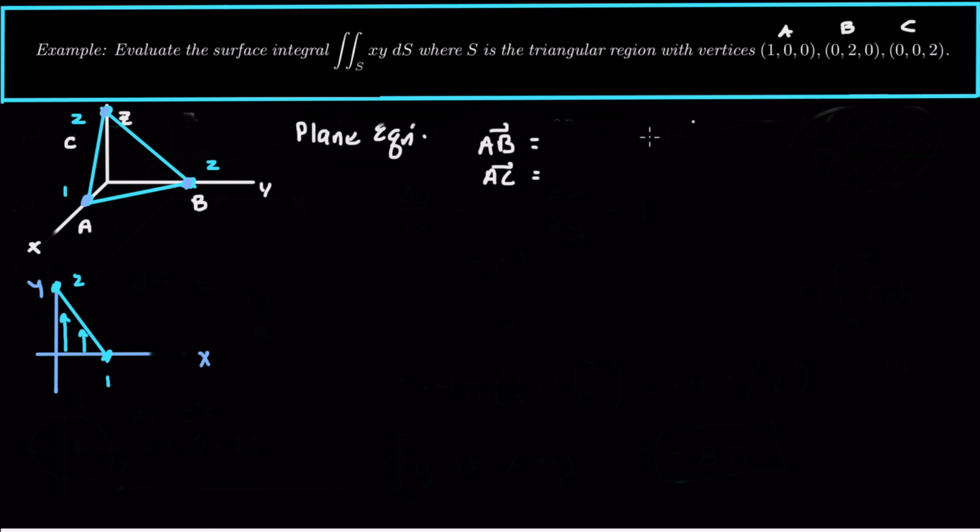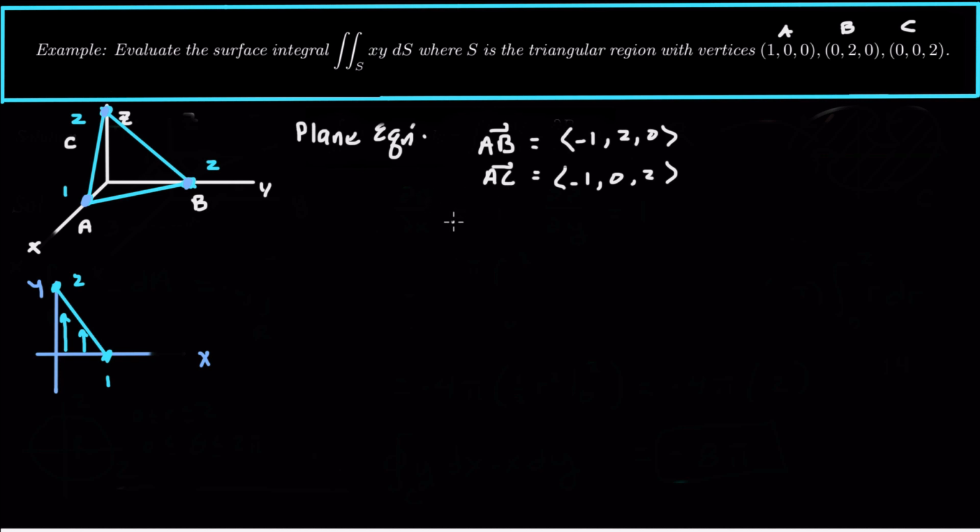If we take AB, a vector that goes from A to B, we can call that vector (-1, 2, 0). And how do we do that? We take the coordinates of B minus the coordinates of A. And the same thing for vector C. We could do coordinates of C minus coordinates of A. So (-1, 0, 2). Now we've got 2 vectors in our plane, vector AB and vector AC.